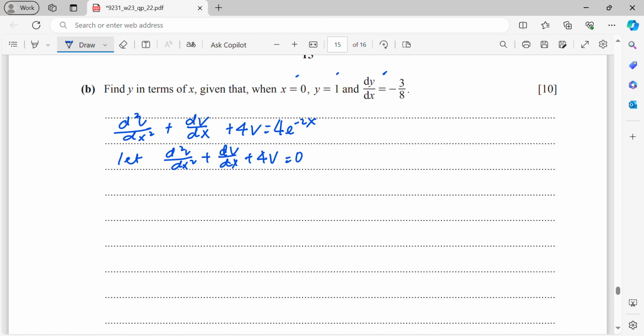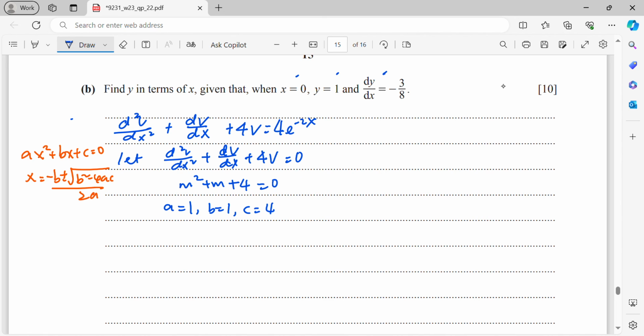So now from here, we will be getting the auxiliary equation, which is m squared plus m plus 4 equals to 0. Now this is a quadratic equation. Solve this using quadratic formula. Therefore, I will write down my coefficients for all the terms.